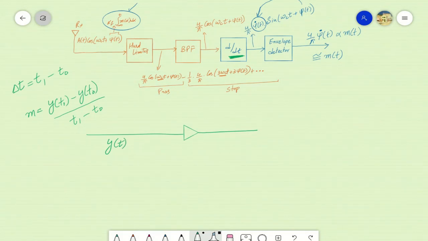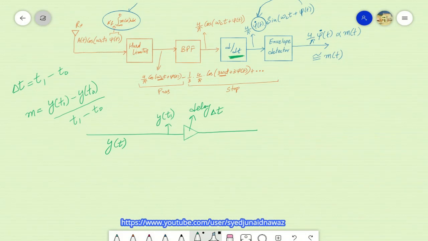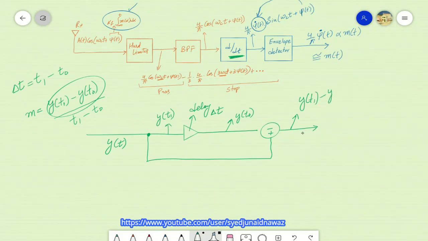y of t is being fed here, and we introduce a delay here, a delay equal to delta t. Then if at the first branch before the delay there is the sample of this signal y of t1 at time instant t1, then after this delay we will have some previous sample of this signal. If the delay is equal to delta t, then we will have the sample y of t0 as output of this delay. Then after performing simple addition, we will obtain at this branch the numerator of the slope equation.